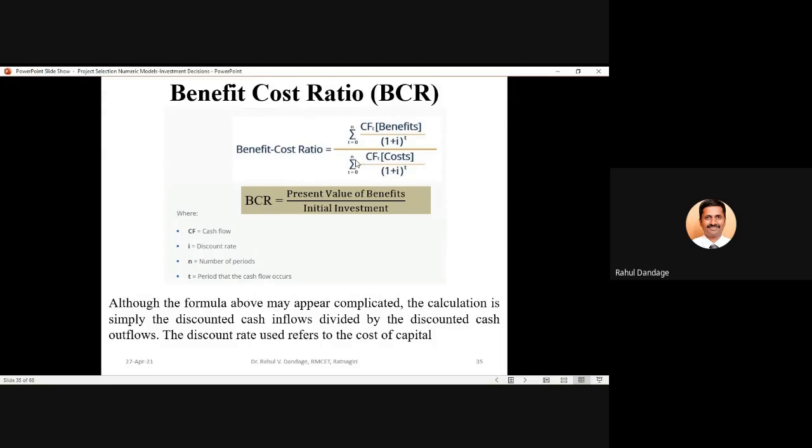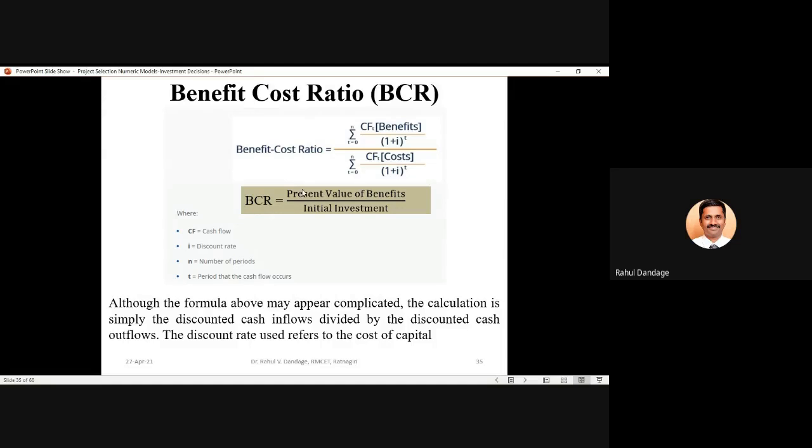So the denominator of the formula is the cash flow costs, CFT in brackets, divided by (1 plus I) raised to T. If only the initial investment is given and no other costs are specified, the initial investment comes at time 0, at the initiation. So T will be equal to 0 in the denominator, and this will be simply the initial investment. So the simplest formula: BCR, benefit cost ratio, is equal to the present value of the benefits divided by the initial investment.